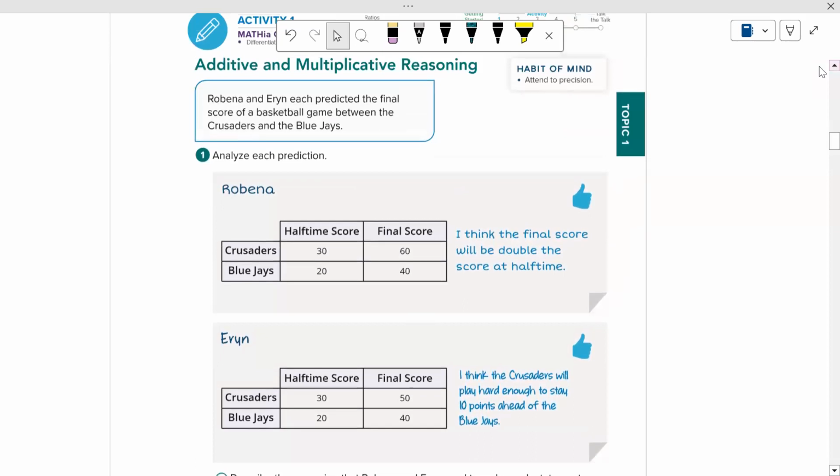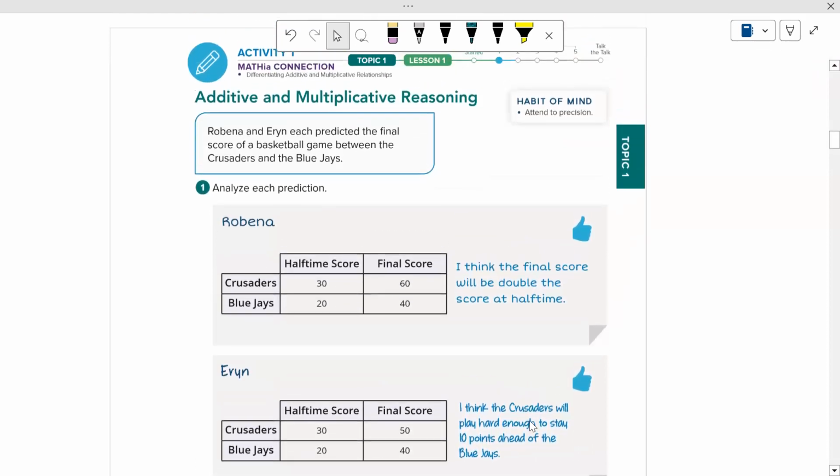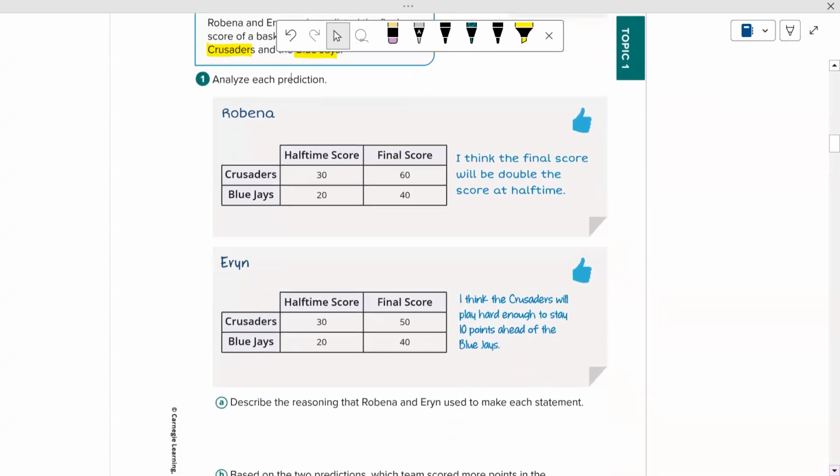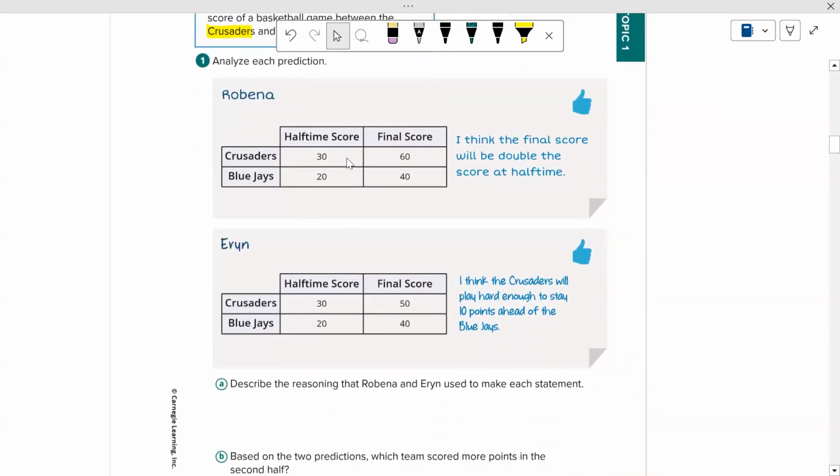So let's look up here. Okay. So in this one, we're looking at additive and multiplicative reasoning. That's what we're going to refer to, additive and multiplicative reasoning. So Rabania and Irwin each predicted the final score of a basketball game between Crusaders and Blue Jays. So they're talking about 2 games and 2 competitors. So we have 2 key pieces of information. We're looking at Rabania and Irwin's information. Those are the 2 we're looking at.